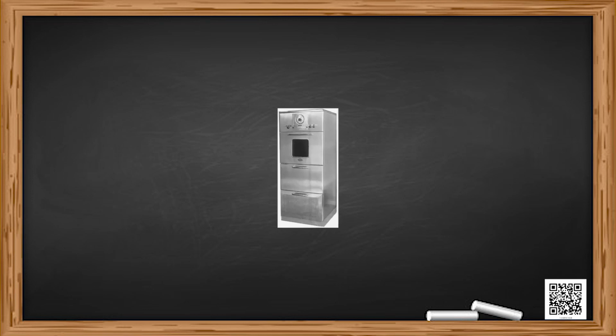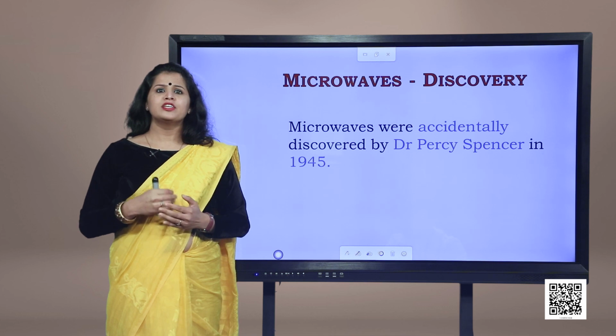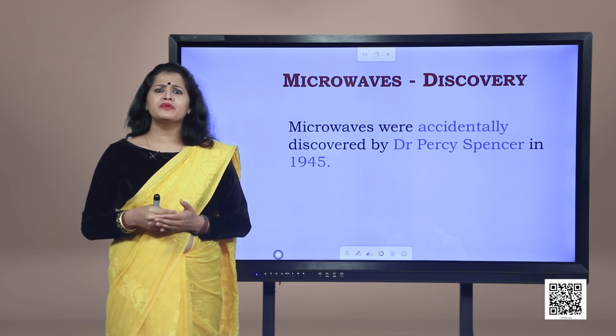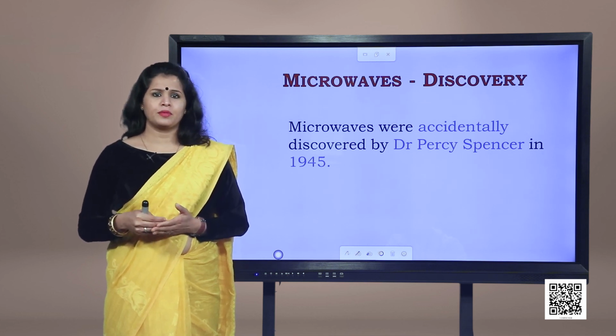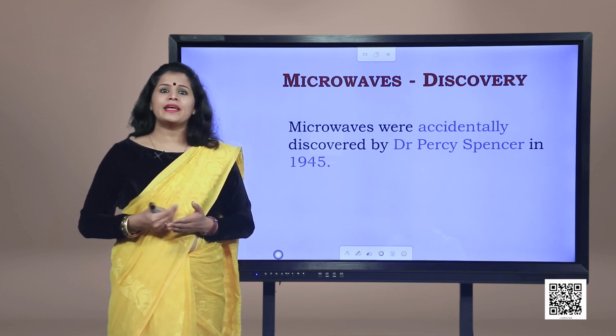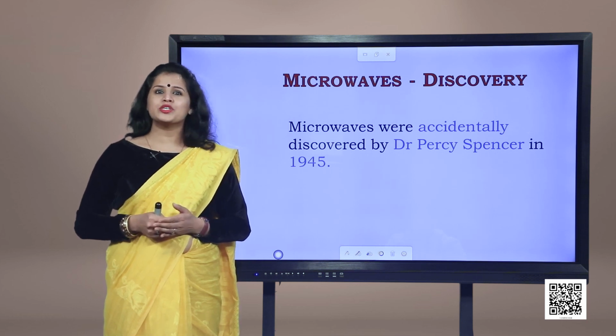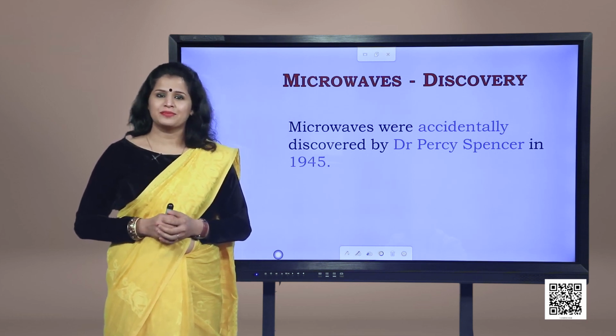The early microwave oven was as large as a refrigerator, and would take 20 minutes to warm up before you could cook anything. But they were 10 times more powerful than anything you can buy today. So, a potato was cooked in 30 seconds.